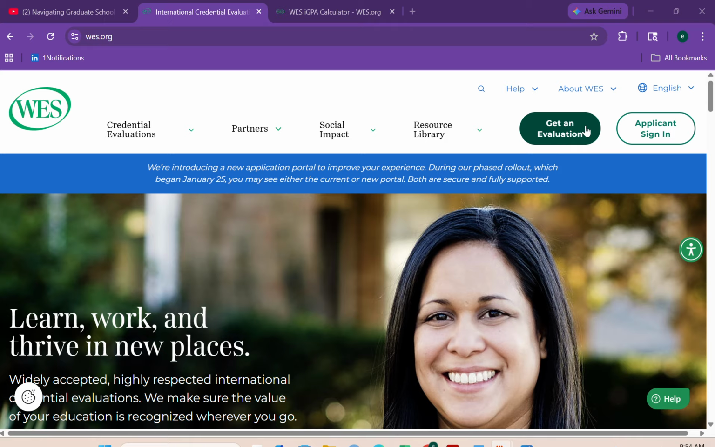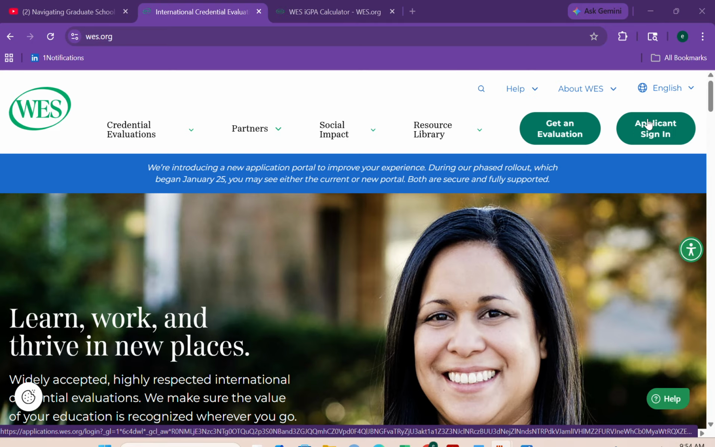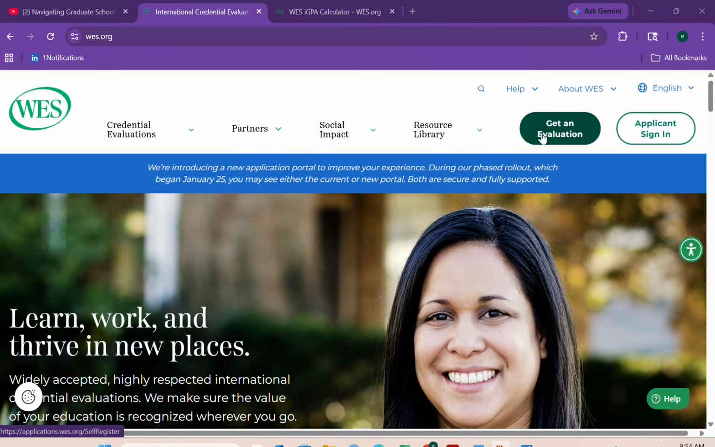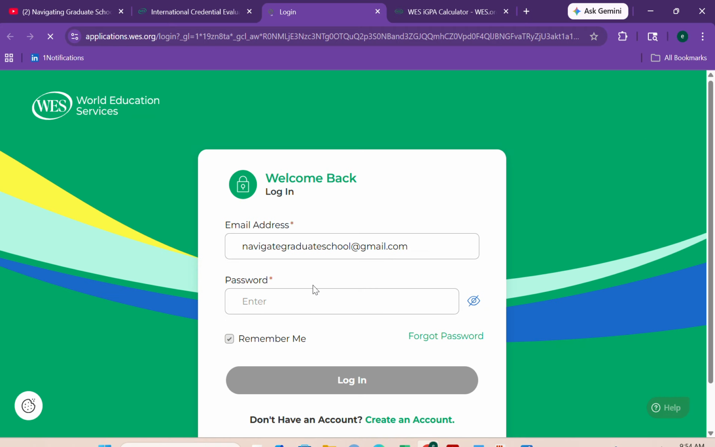So let's say it's the first time you are applying for an evaluation, then you could sign in and enter your details. Please remember your password. I already have a video on that. For applicant, let's say I already have an account, so I'll just go to applicant sign in over here at the top and click on it. All right, so this is my channel's email, navigating graduate school at gmail. I'll just log in here, enter my password, and then log in.